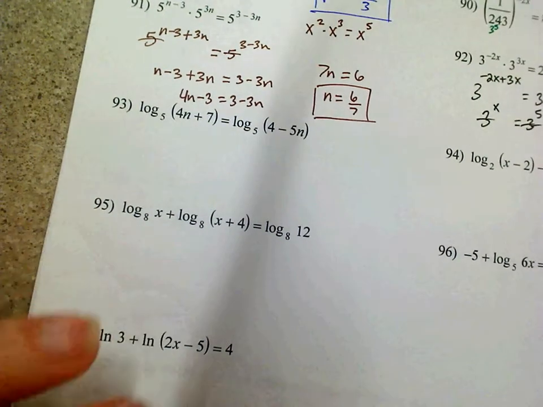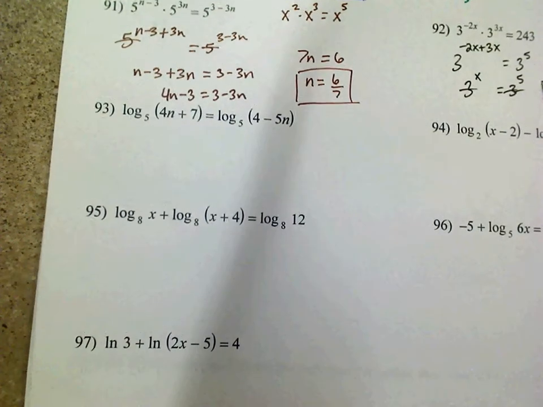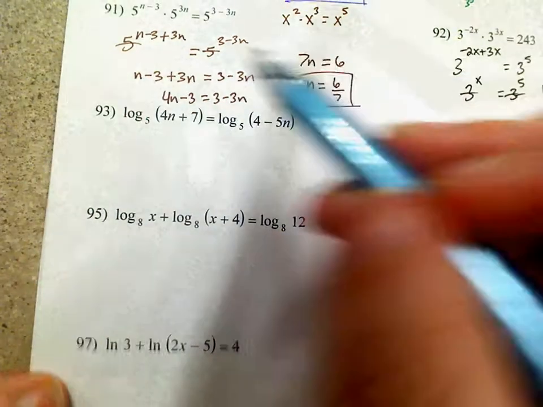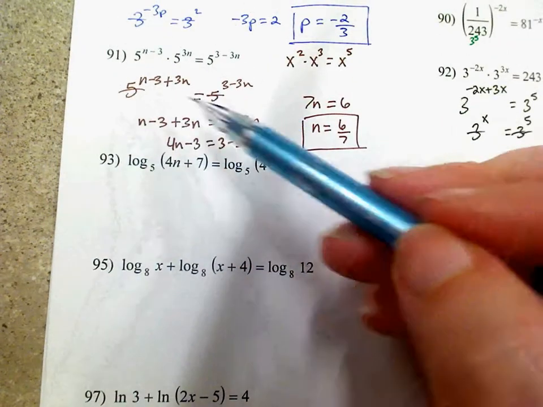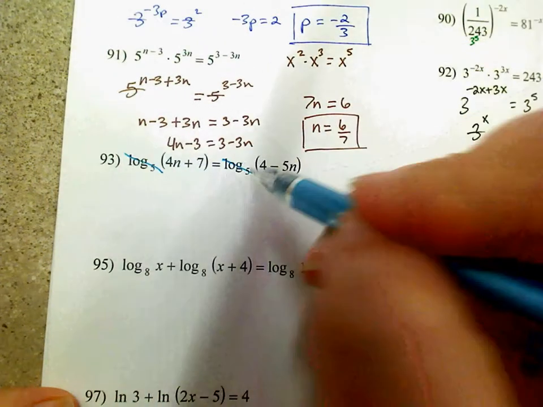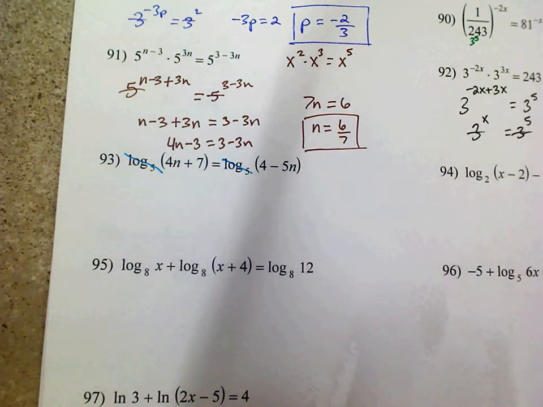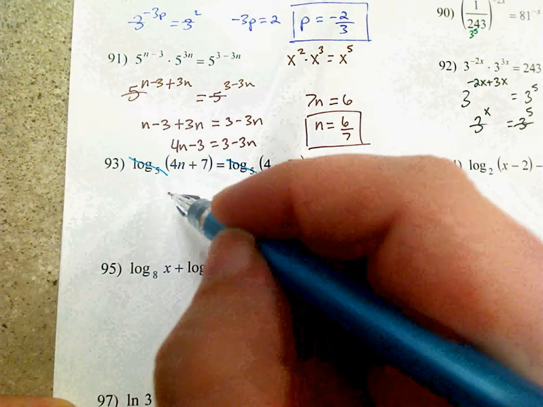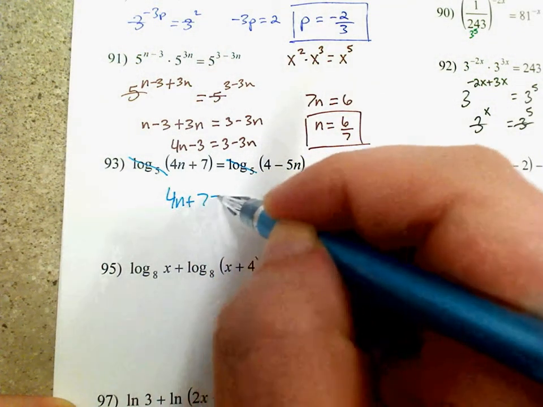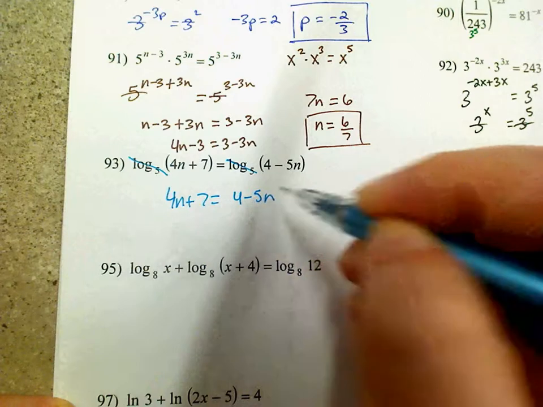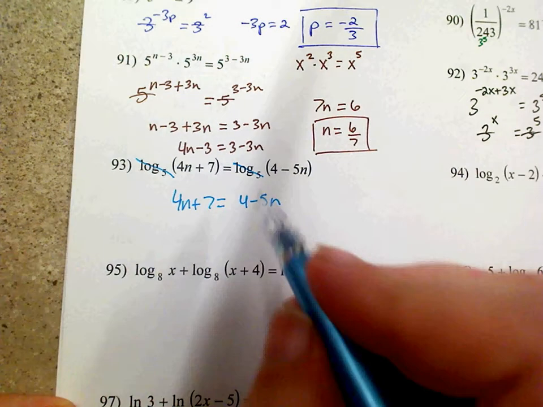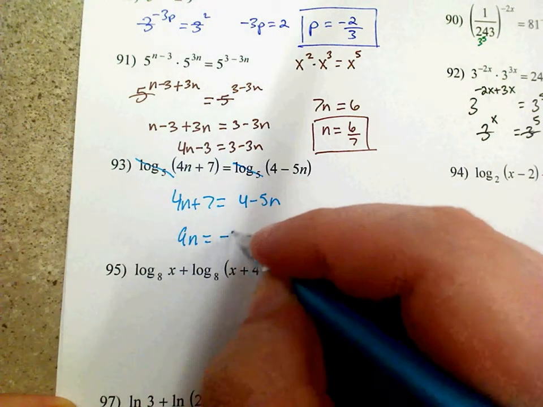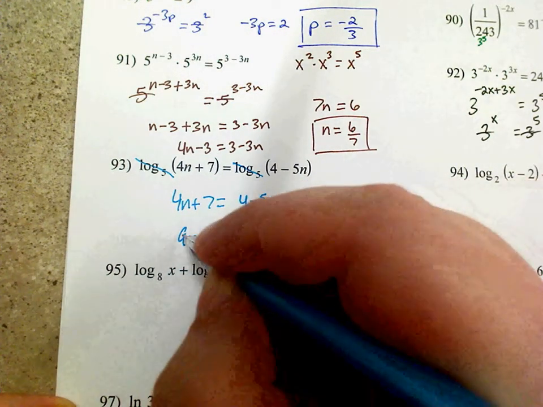93 is a log equation, but it's kind of a silly, well, it's not a silly log equation, it's just that you've got one log equal to another log, and it's just kind of like this 5 to this equals 5 to that. The 5's don't matter. The logs don't matter. I mean, they do in the end because I've got to check my answer in the original equation, but as far as solving, I can just get rid of them. So I'm really just solving 4n plus 7 equals 4 minus 5n. I'm going to combine like terms and move the 5n to the right. So 9n equals, subtract the 7, negative 3. n equals negative 1/3.